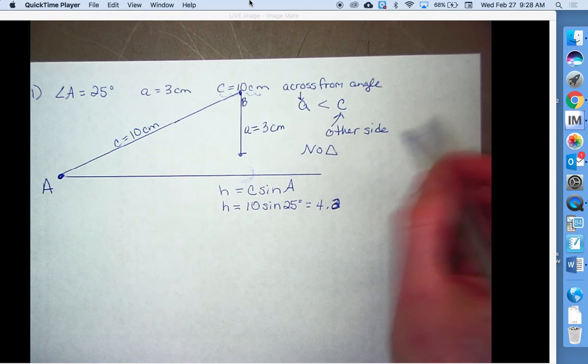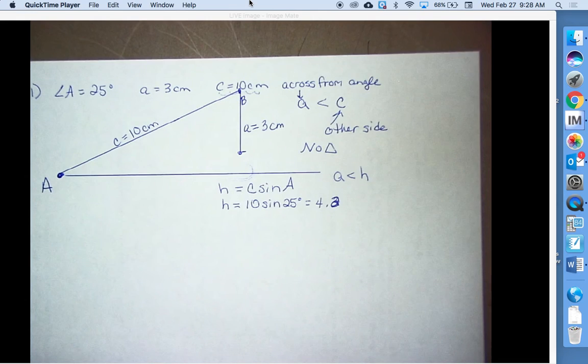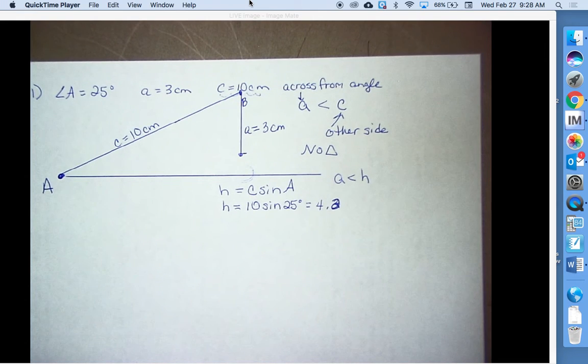So again, because A is less than H, the height of the triangle, that's also the other condition why a triangle is not created. So in this case, side-side-angle doesn't work because the height is bigger than the side of A, but also side C is too long for it to make a triangle with the side A.